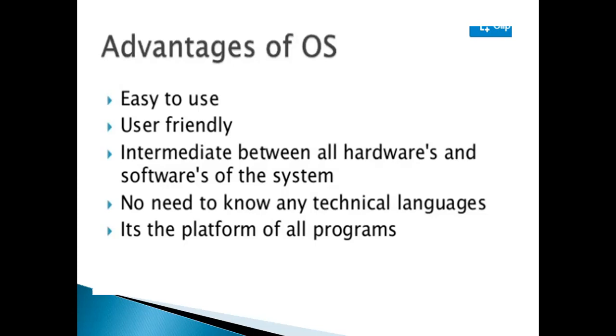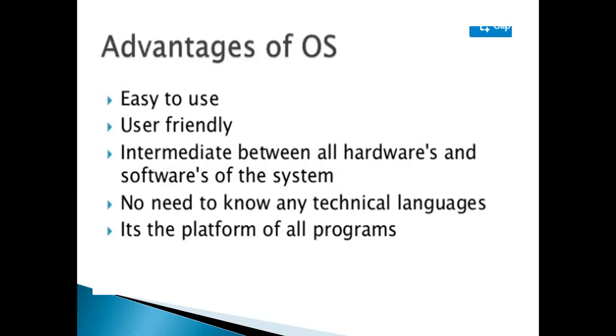Fourth point is no need to know any technical language. You don't need to have knowledge of C++, Java, PHP, Python. If you don't have any knowledge, still you can use an operating system very conveniently. That's why children or your parents or your grandparents are very easily using mobiles, because even if you don't have any technical knowledge, it is very easy to learn them. And it's the platform of all programs. It is a platform on which the programs are running. Because of it, we can run any program on the system. So these are the advantages.